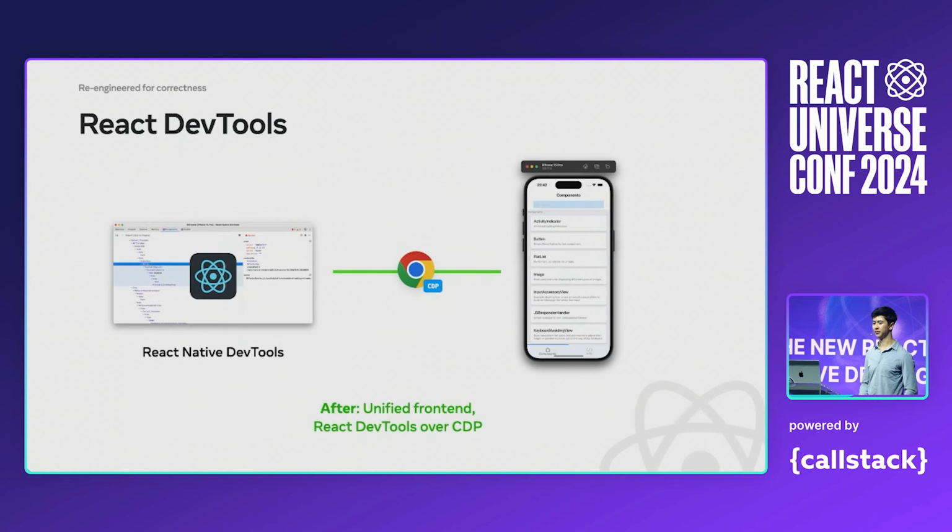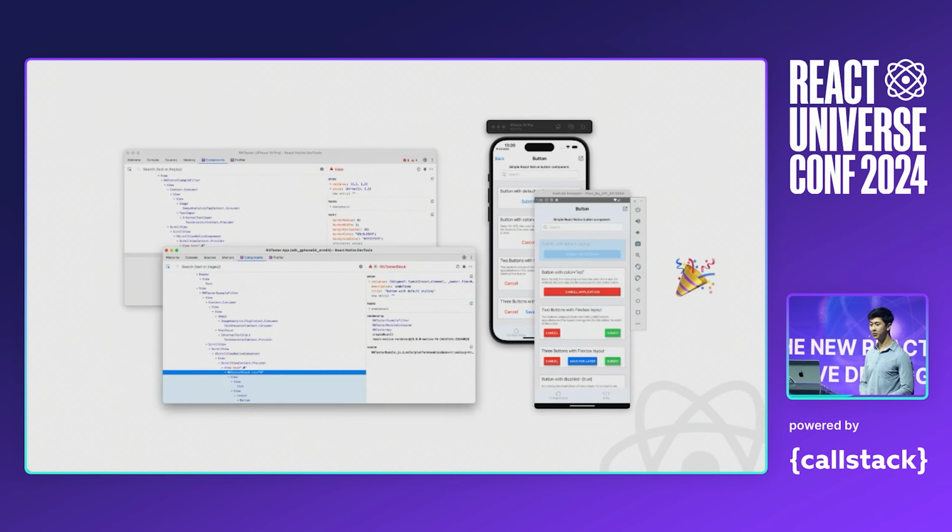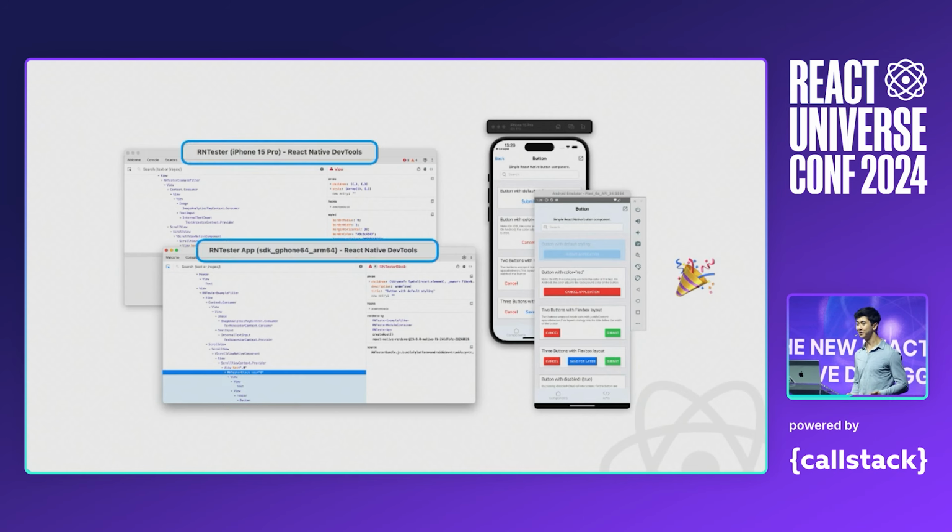Now we have one tool, and we've sorted out the negotiation of a debug connection with each device. We now have React DevTools over CDP. This is fundamentally simpler and more aligned with web. Now you can independently inspect multiple devices side by side. And we display which app you're connected to at the top of each window.